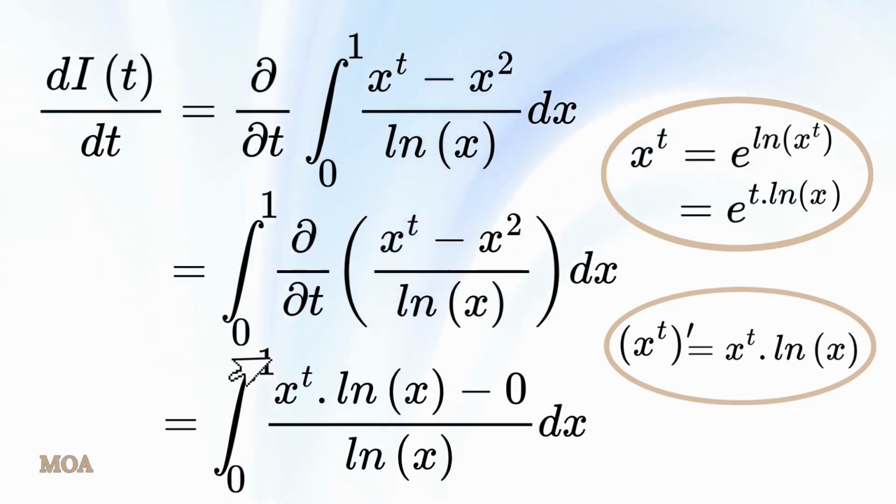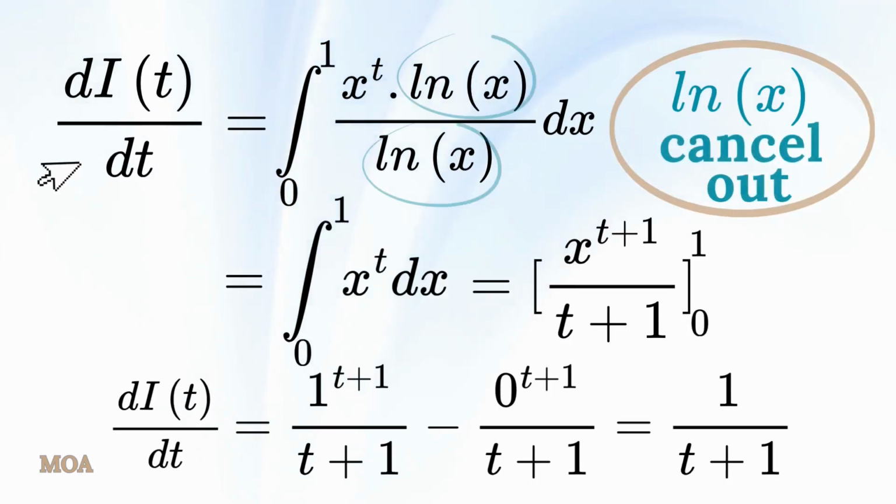Let us compute this partial derivative with respect to t. The term x^2 is considered as a constant, so its derivative is 0. For the term x^t, we apply the standard exponential rule, which yields x^t multiplied by the natural logarithm of x.